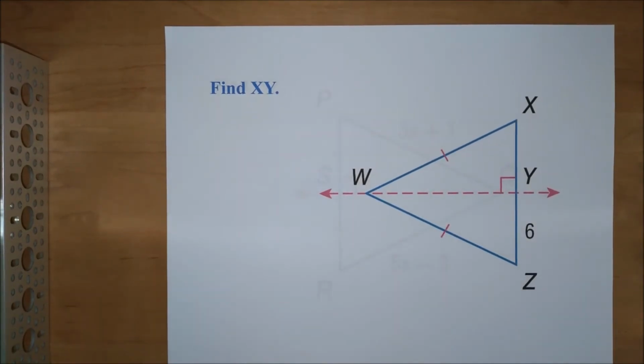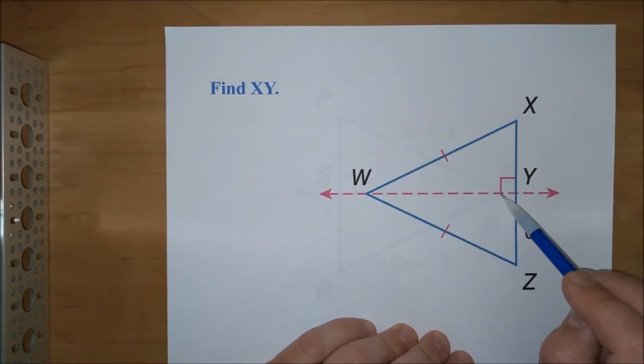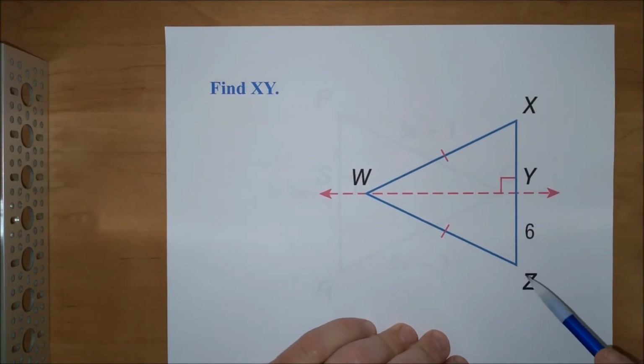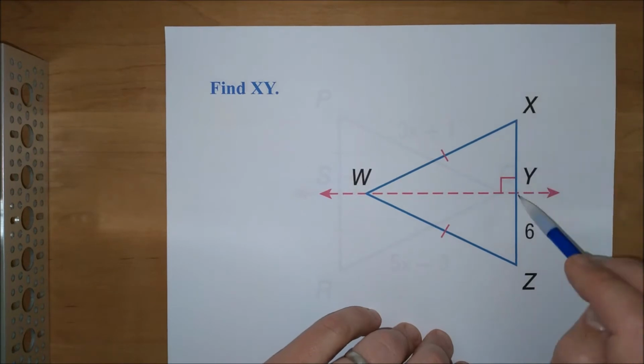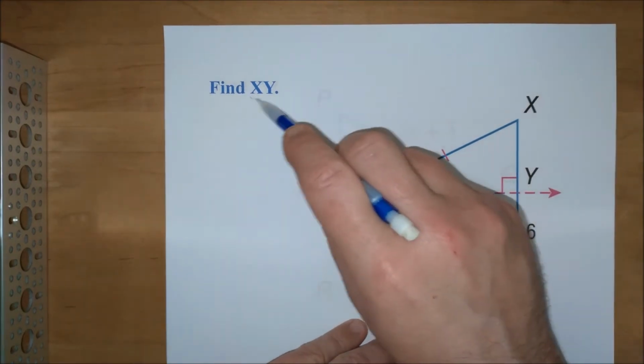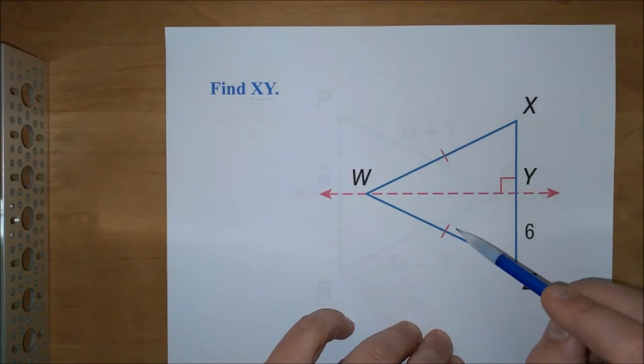Okay, here could we find XY? Now again, I notice this line WY is perpendicular to XZ. I don't yet know that it's a perpendicular bisector because I don't know XY and YZ. In fact, XY is what we're looking for. But they did tell us that these segments are congruent.